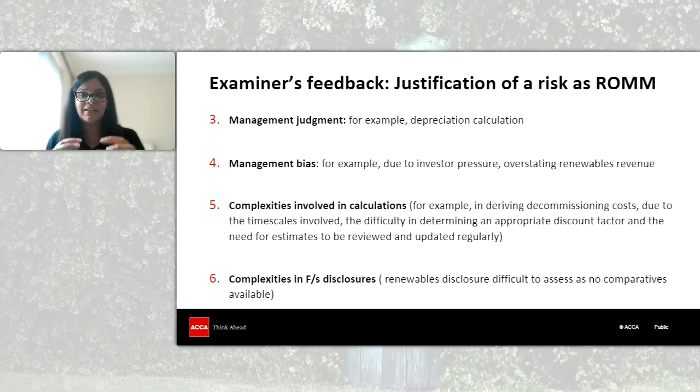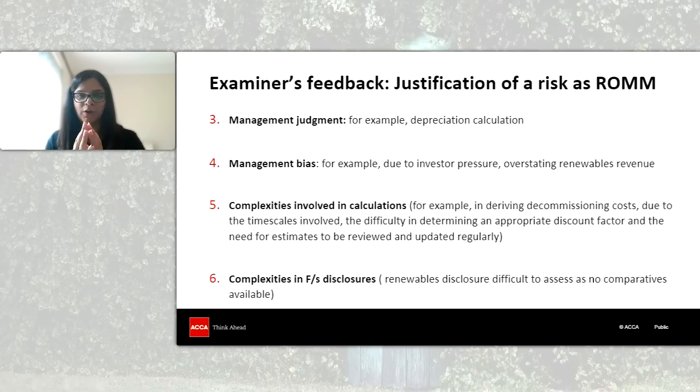And again, this is something that a lot of you might actually not be very comfortable with, but this is being tested increasingly by the examining team, the disclosures. So when we talk about complexities, it's not just in the amounts or the double entries, it is there in the disclosures as well. And for this one in particular, the renewables disclosure or the operating segment disclosure was new. There are no comparatives. So even in that disclosure, I have huge concerns, and therefore this is a significant risk.